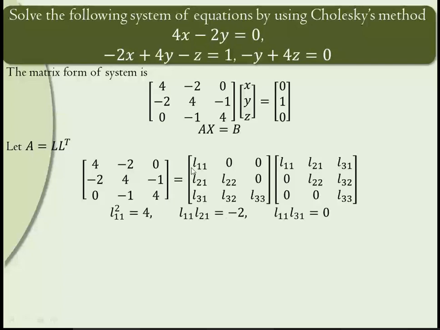L11 into L11 will be L11 square, plus 0 into 0 plus 0 into 0, that is equal to 4. Then this is the first row, second column element, so take the first row of this and the second column of this, multiply corresponding elements, and that gives the next equation. This is the first row, third column element, 0, so take the first row of this and the third column of this and multiply. Like that, take second row, first column, and that multiplication will be minus 2.